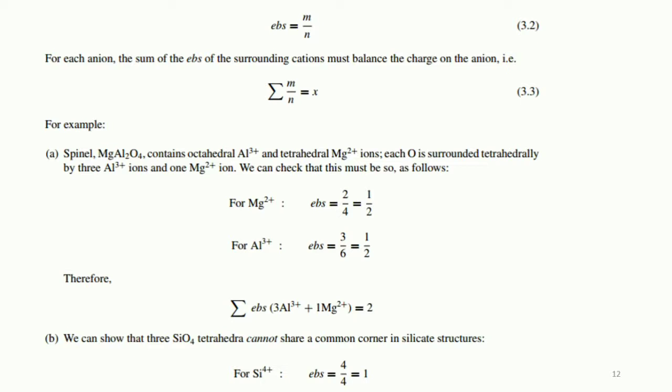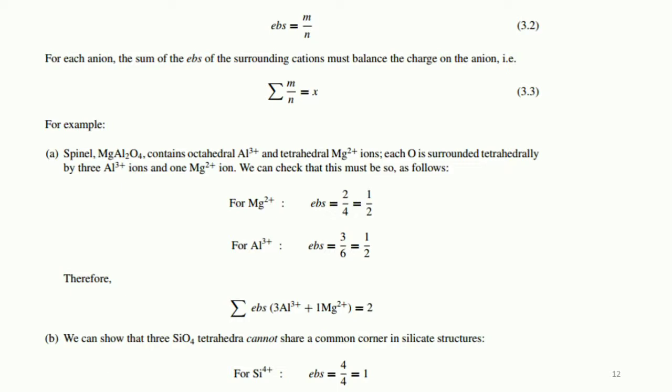MgAl2O4 contains octahedral aluminum 3+ and tetrahedral Mg2+ ions. Each oxygen is surrounded tetrahedrally by 3 aluminum 3+ ions and 1 magnesium 2+ ion. We can check that this must be so as follows. For magnesium Mg2+, the electrostatic bond strength is equal to 2 over 4, which is 1 by 2. For aluminium 3+, the electrostatic bond strength is equal to 3 over 6, which is definitely 1 over 2. Therefore, summation of EBS of 3 aluminium Al3+ and 1 Mg2+ is equal to 2.